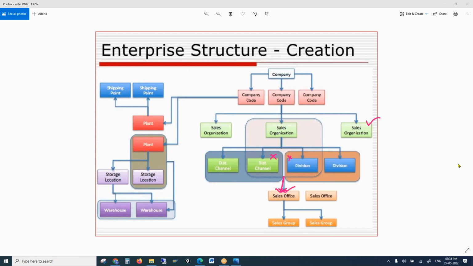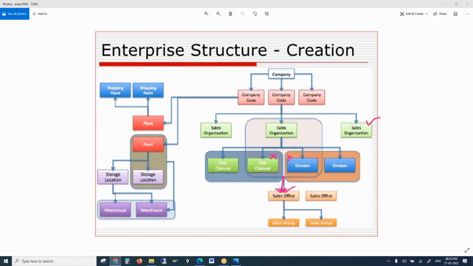The next is under sales office, we have sales office is physical. Under sales office, we have sales group. Sales group is again imaginary, and a sales group is a group of people or a team.